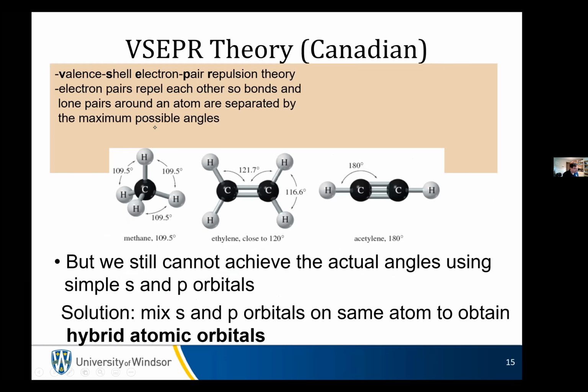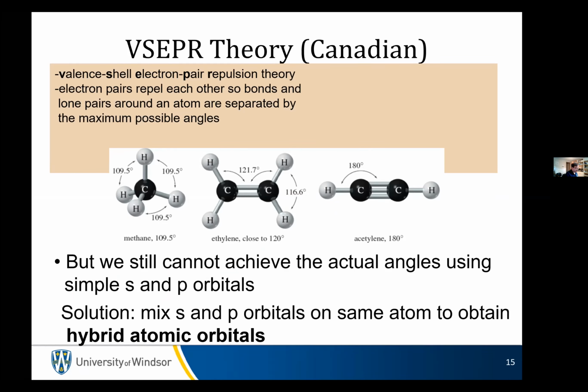Okay, we're going to come back to that problem. We know why these angles appear because of valence shell electron pair repulsion. Electrons don't like being close to each other. They want to be as far away from each other as possible. So that's why you get the tetrahedron in methane, because everything can be as far away from each other as possible. So you want to maximize your angles.